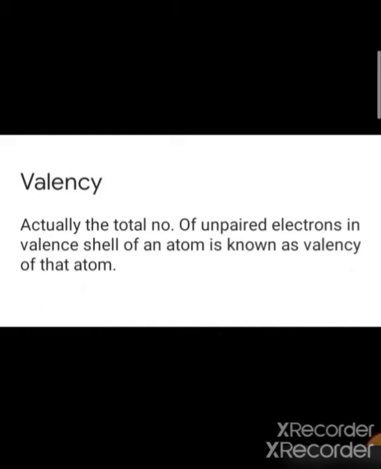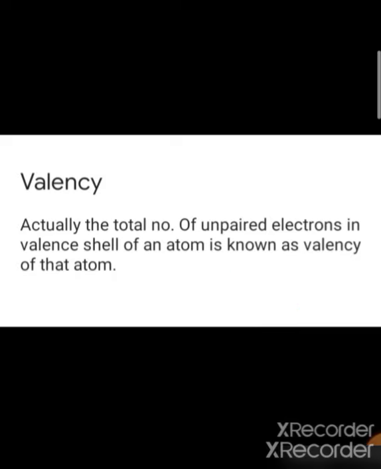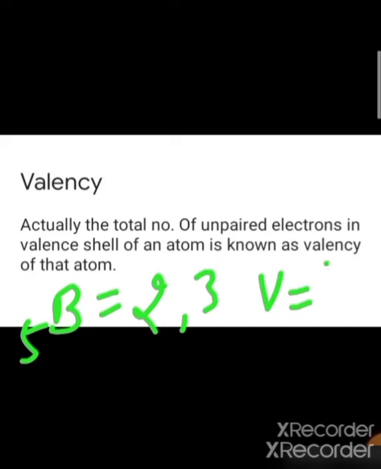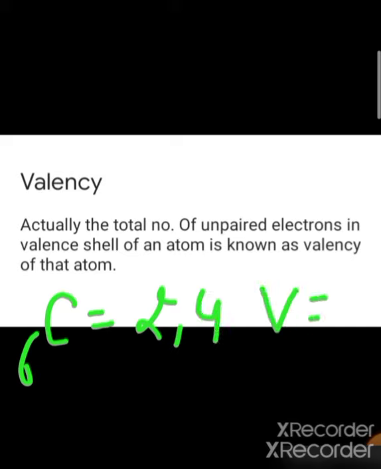Okay. Then beryllium. Atomic number 4, configuration 2, 2. These all are metals. The valency of beryllium is again 2. Boron, atomic number 5, configuration 2, 3. What is the valency of boron? Valency is 3. Clear? Next is carbon, atomic number 6, configuration 2, 4. What is the valency? 4.